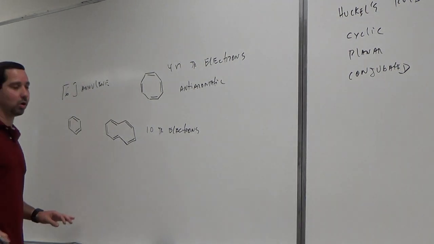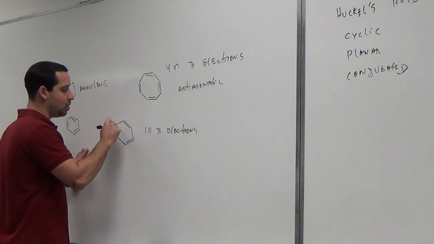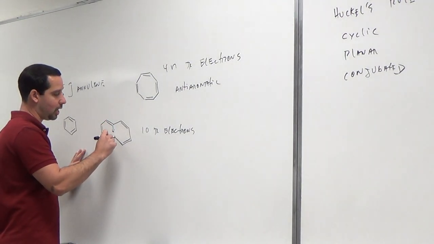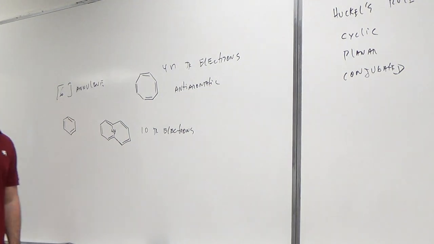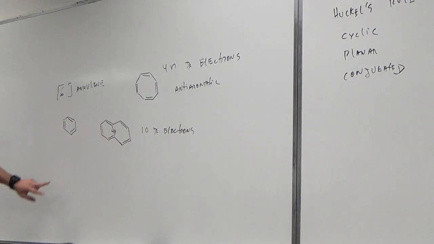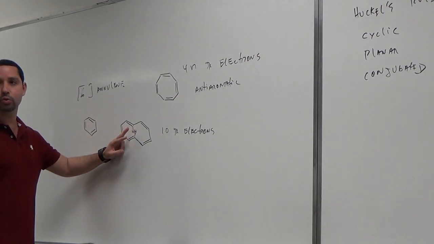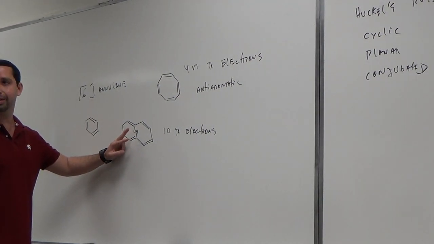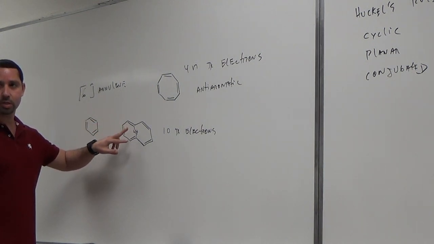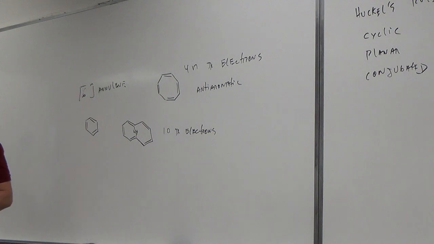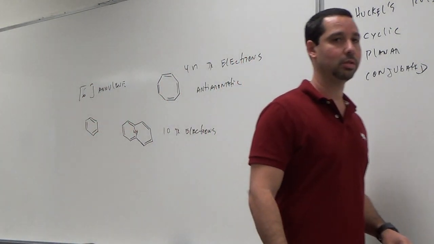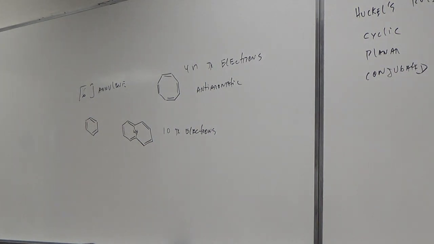But you would be wrong, because look here. This has a hydrogen here, and it has another hydrogen there. You can see how difficult that was to draw in there. What happens is, because these two hydrogens are very close in proximity, steric effects do not allow this to be planar. So this is not planar. Because it is not planar, then what is it? Anti or non? It is non-aromatic. That's right.